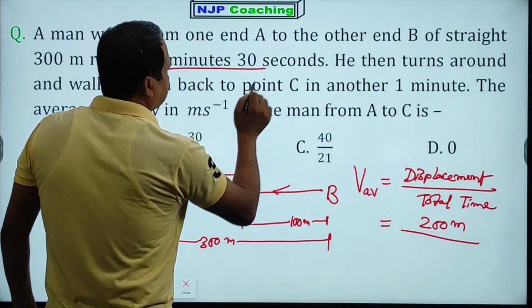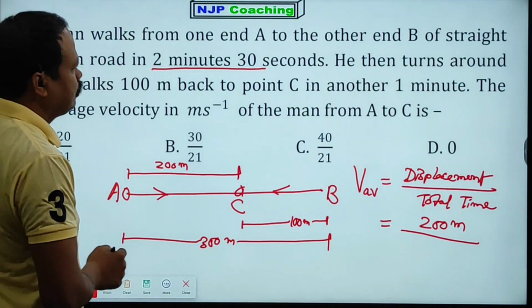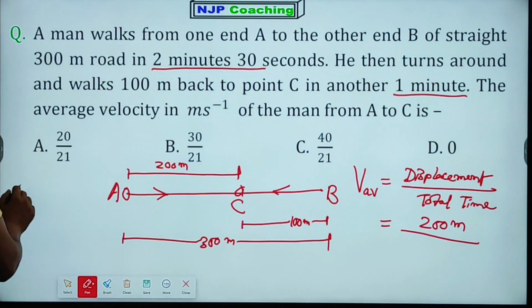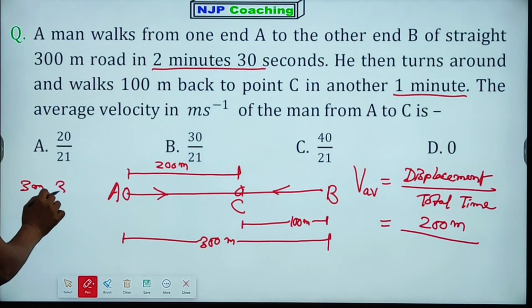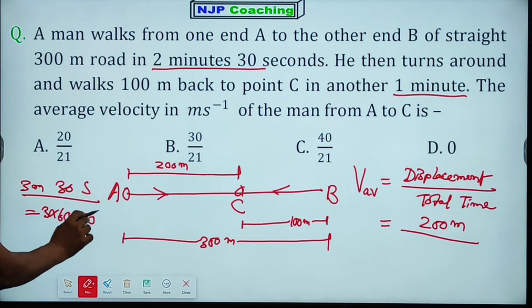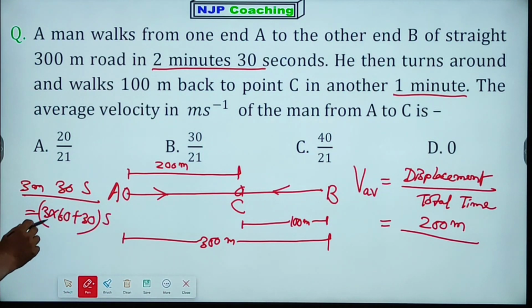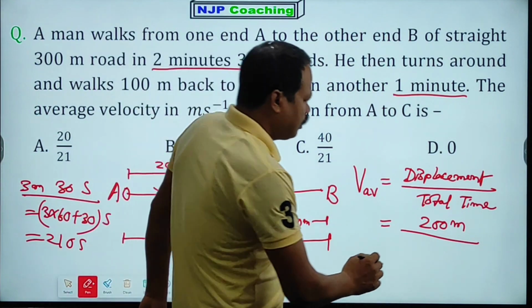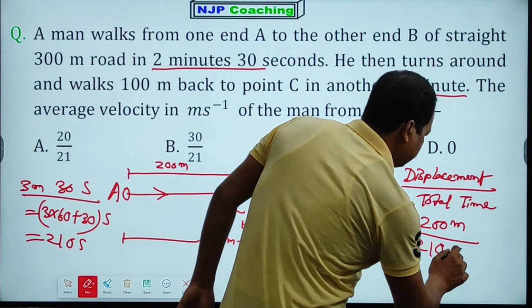First 2 minutes 30 seconds and then 1 minute. What is the total time? 2 minutes 30 seconds plus 1 minute. That means 3 minutes 30 seconds. So it will become 3 into 60 seconds plus 30 seconds. This much of second. 180 plus 30, 210 seconds. So we need this time, 210 seconds.